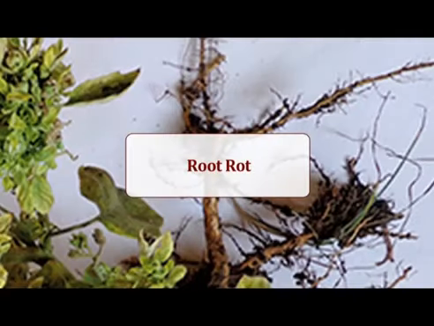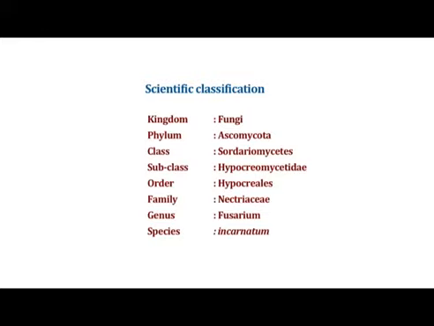Next important disease is the root rot. The disease can be characterized when underground portion, that is the root portion, undergoes rot. Next is the scientific classification of this pathogen. Kingdom is fungi, phylum Ascomycota, class Sordariomycetes, subclass Hypocreomycetidae, order Hypocreales, family Nectriaceae, genus Fusarium, species incarnatum.